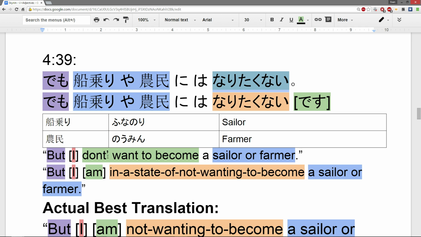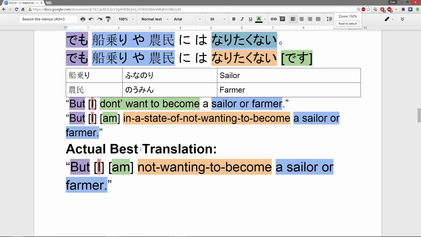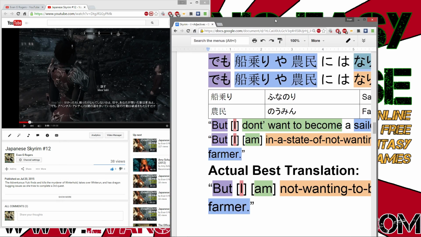Naritakunai is what he does not want to become. The most natural translation is, I don't want to become something like a farmer or a sailor. The most literal translation is, but I am not wanting to become a sailor or a farmer, which is very odd.